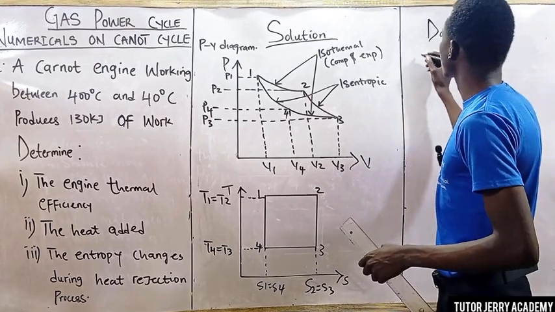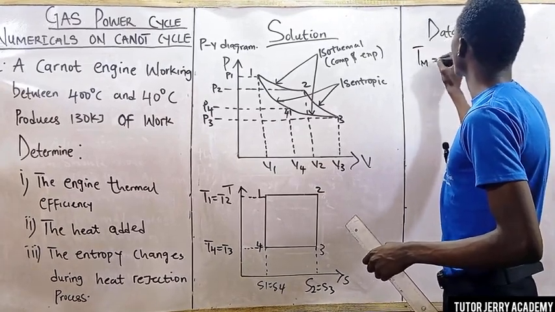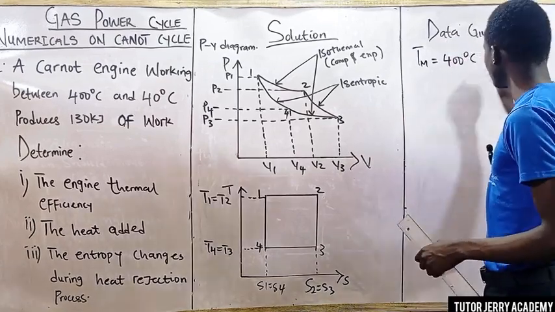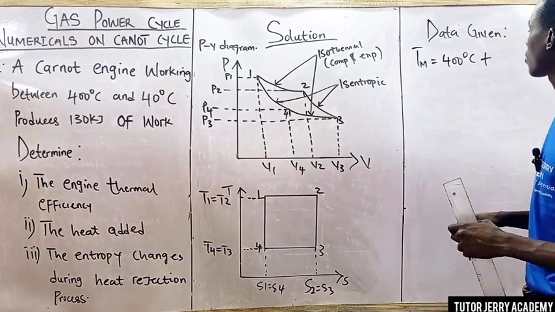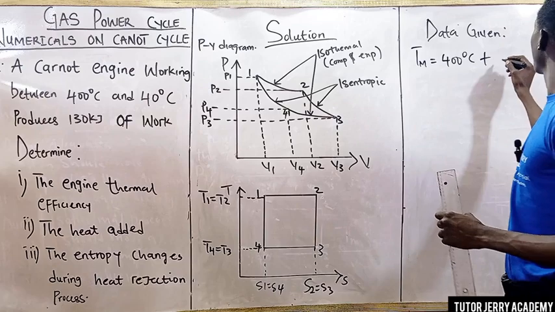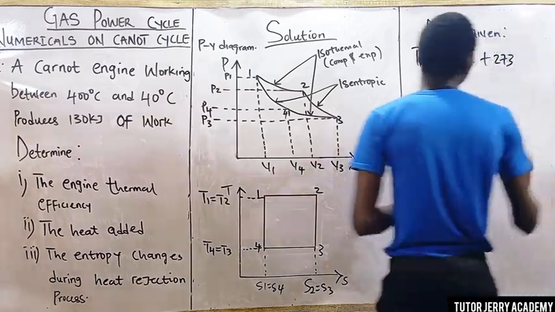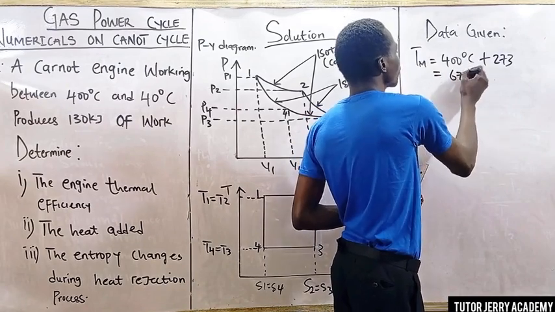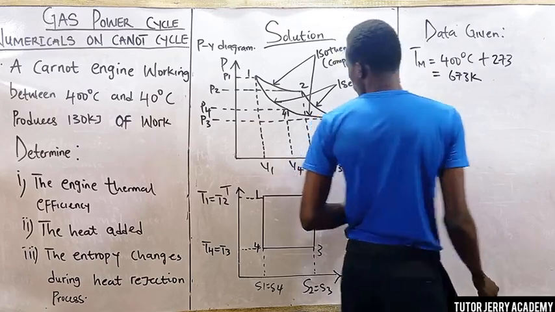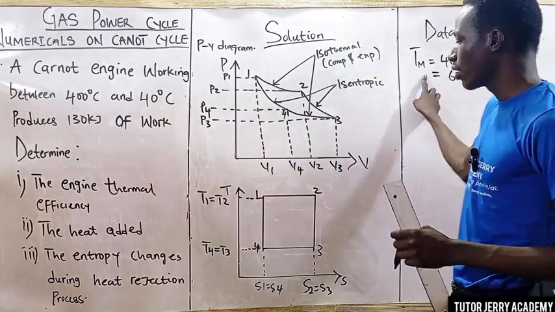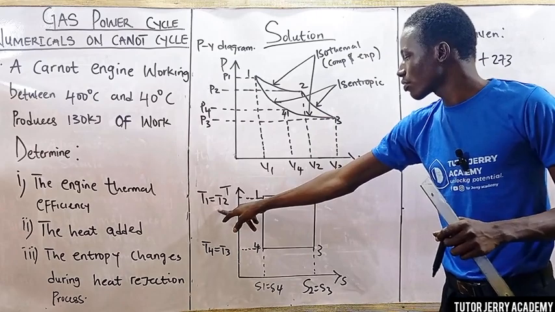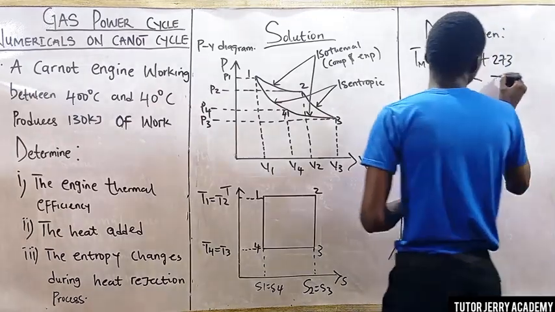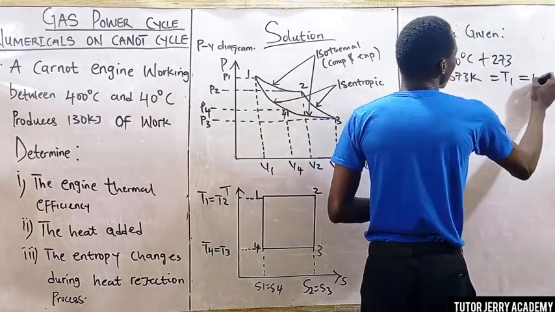Okay, so our maximum temperature, we can say Tm, is equal to 400 degrees Celsius. If I convert 400 degrees Celsius to Kelvin, I'm going to be adding 273 to it. Of course, this will be equal to 673 Kelvin. And of course, we know that at maximum temperature, T1 is our maximum temperature, which is equal to T2. So this value here is equal to T1, and it's also equal to T2.